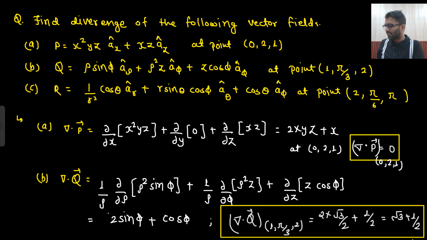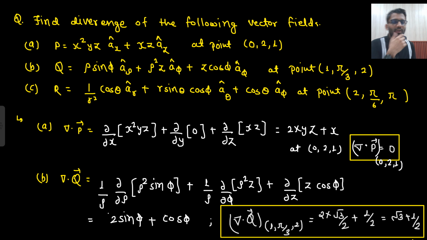Because these questions are very straightforward, directly from Sadiku's book. This is the book of reference I am taking. So 2 sin phi plus cos phi, then the phi value is 60 degrees, so root 3 by 2 and 1 by 2. Okay. Let's solve the last one.